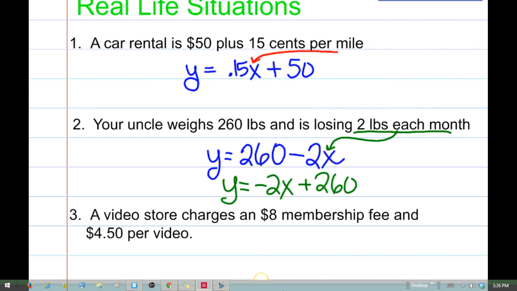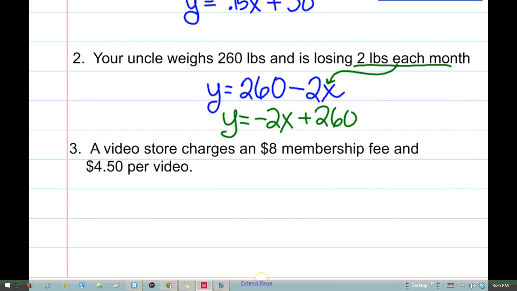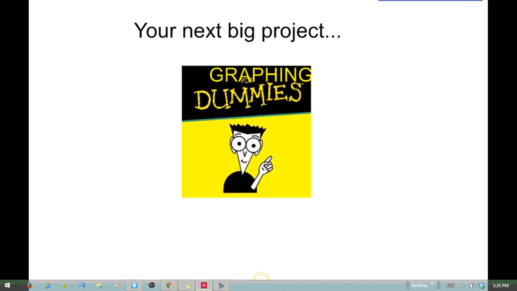And I'd like you to try this number 3 on your own. Please try and write an equation that shows the relationship between a store that charges you $8 to be a member and then $4.50 for each video that you rent.